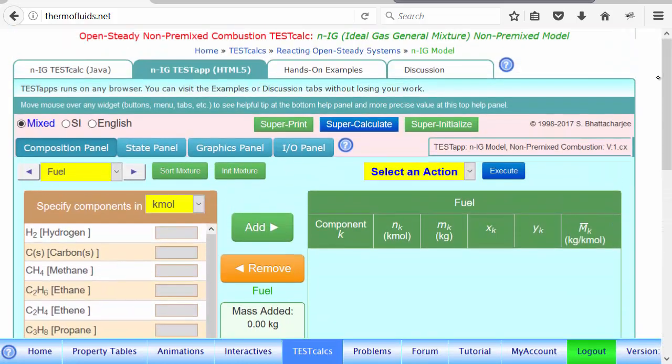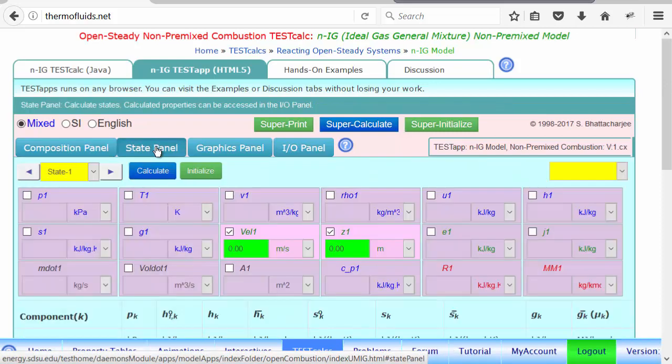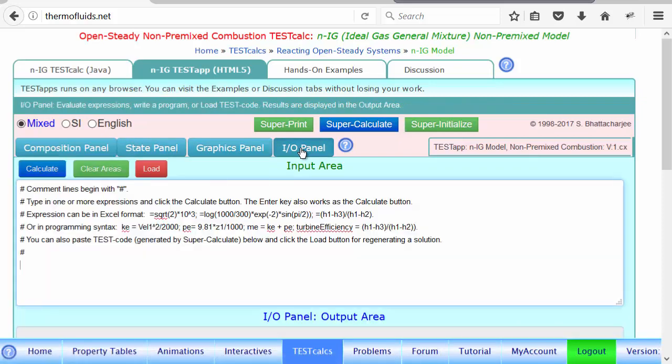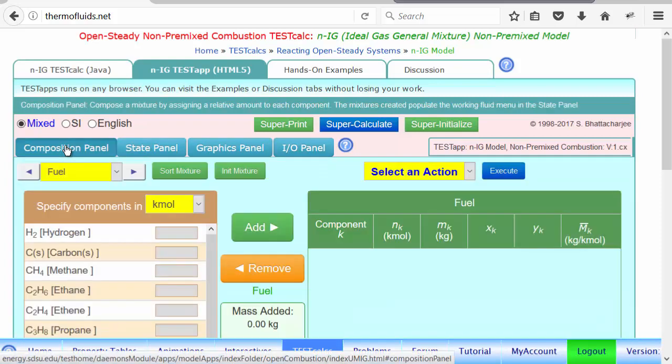Okay, so here I launched by clicking the HTML5 button, and it looks like a fairly complex setup here to analyze combustion. But once you get the hang of it, you'll find it very simple. First things first. This is the composition panel where we set up the reaction. The state panel is where you find properties of the mixture. It could be a fuel, oxidizer, or products. And the standard graphics panel is where you can see the states on a graph. And the I/O panel is where we can write a small program to solve more complex problems.